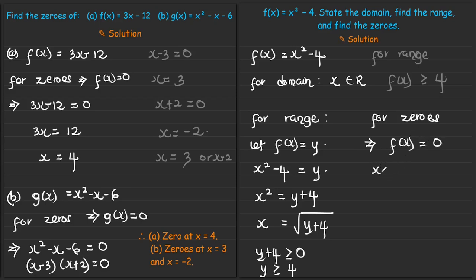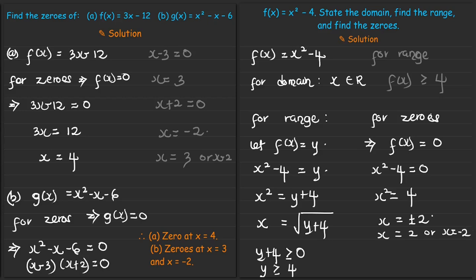That is to say x squared minus 4 is equal to 0. Then we make x the subject. So x squared is equal to 4. We find the square root of both sides, and we have x equal to plus or minus 2. So the zeros are x equals 2 or x equals negative 2.